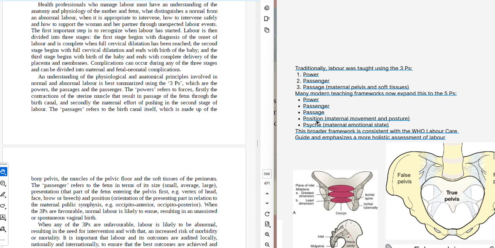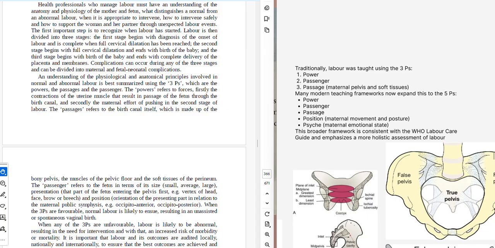The position is basically the maternal position during labor. So is the maternal position upright, lateral? Is the mother squatting? Is the mother kneeling? Is there mobility during labor? And then psych is basically the maternal psychological state. So you have anxiety, fear, confidence, support, pain perception, emotional well-being. So all these five are the latest P's of labor.